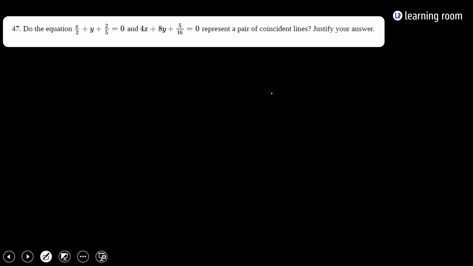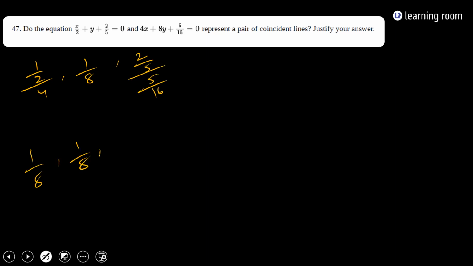Do the equations x by 2 plus y plus 2 by 5 is equal to 0 and 4x plus 8y plus 5 by 16 is equal to 0 represent a pair of coincident lines? Justify your answer. Do they? a1 by a2 is half divided by 4, which is 1 by 8, b1 by b2 is 1 by 8, and c1 by c2 is 2 by 5 divided by 5 by 16. You're getting 1 by 8, 1 by 8, but 32 divided by 25. No, sir, they have no solution. Yes, they are parallel lines.